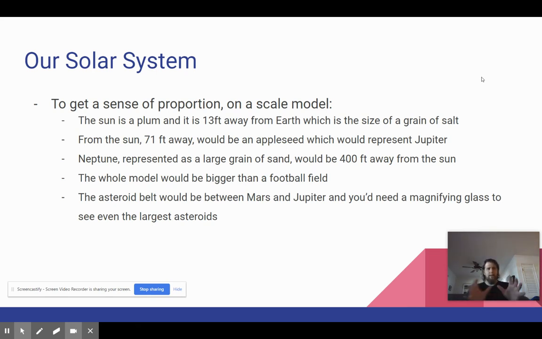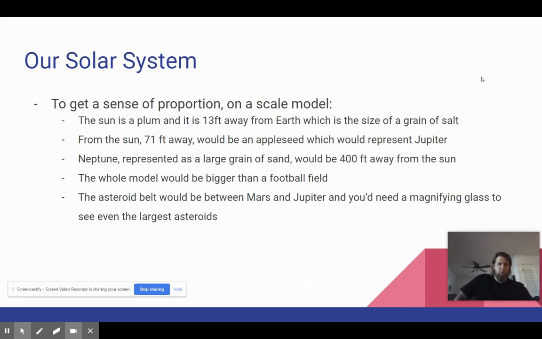But if we're looking at a scale model here, if we went from the sun, 71 feet away would be an apple seed that would represent Jupiter. So we have this plum. 13 feet from the plum is a grain of salt, which is the Earth. And then 71 feet away from the plum is an apple seed, which would represent Jupiter, and all that kind of gives you an idea of the size of the sun.